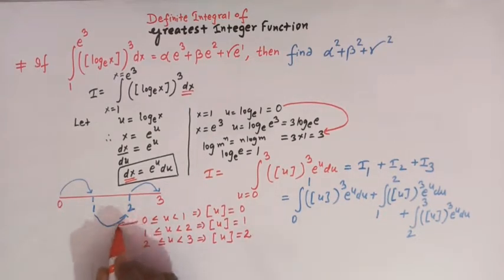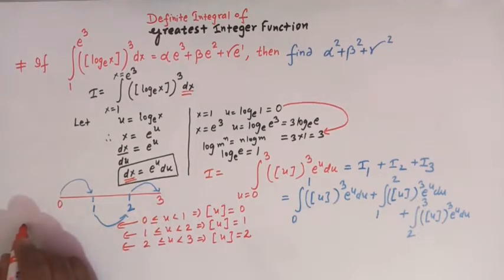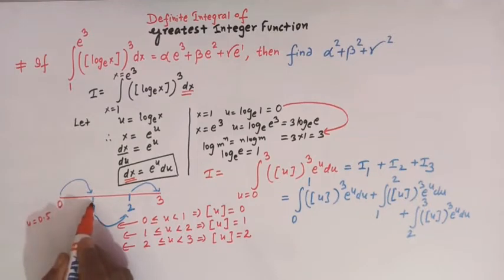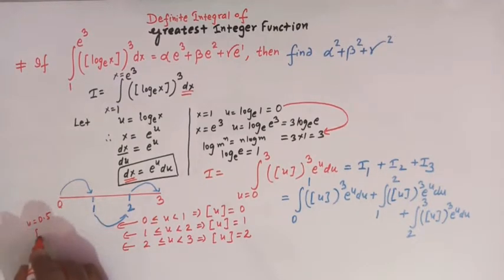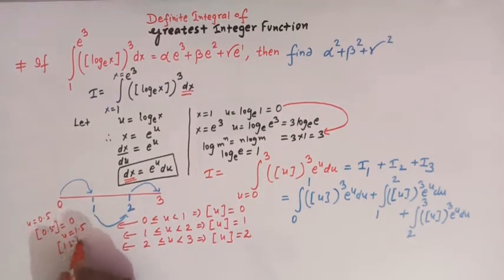So we can also verify the same by taking some particular values. Say if we take u is equal to 0.5, and 0.5 lies between 0 and 1, so the value of greatest integer 0.5 is simply 0. And here if we take u is equal to 1.5, it lies between 1 and 2, so therefore the value of greatest integer 1.5 is simply 1.